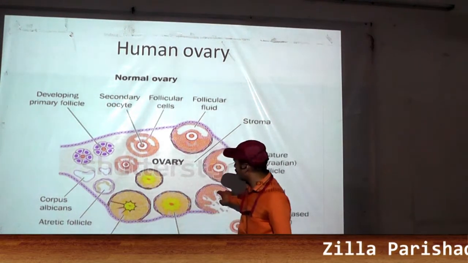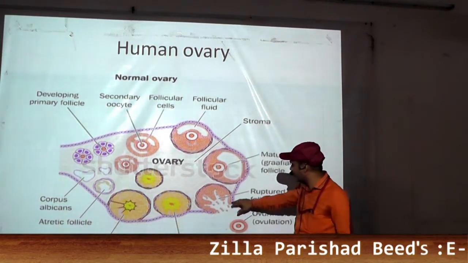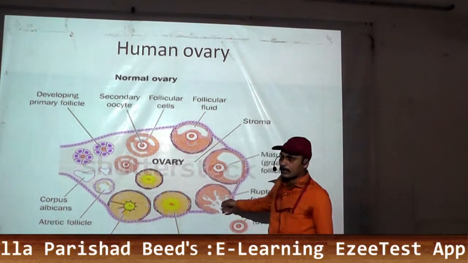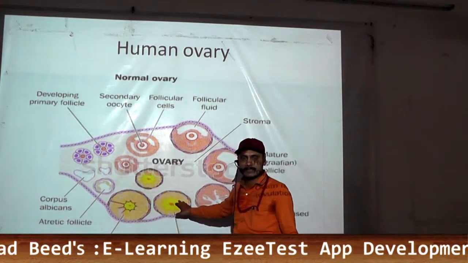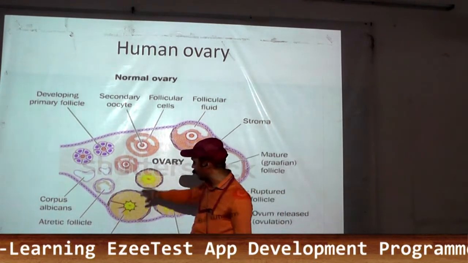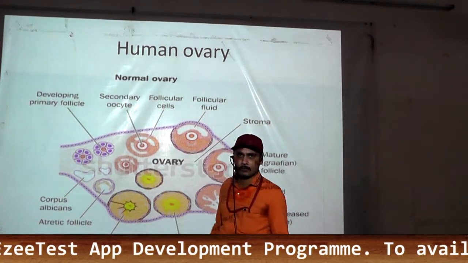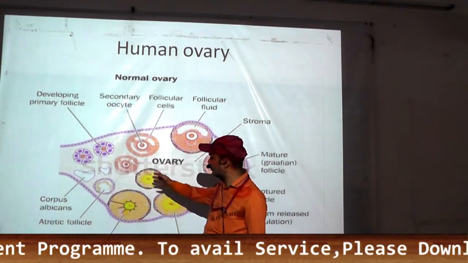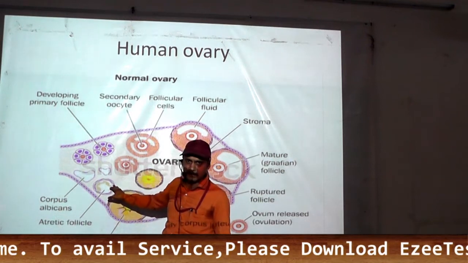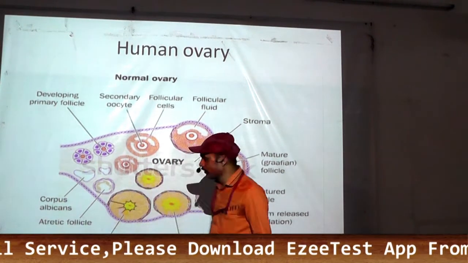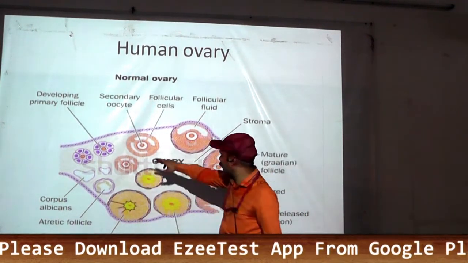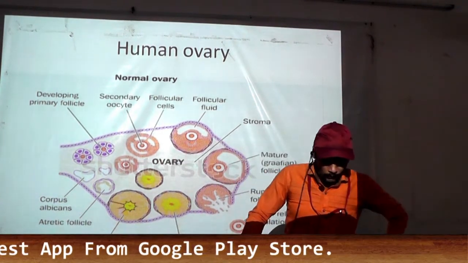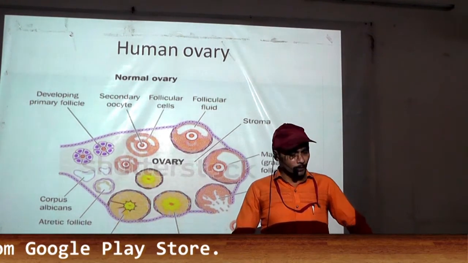After ovulation, after releasing the ovum, the empty Graafian follicle is converted into the corpus luteum. The corpus luteum secretes the hormone progesterone, and if pregnancy does not take place, it gets converted into corpus albicans and then degenerates. So that is the structure of ovary, whatever we have studied in the last period. Now today we are going to understand about the menstrual cycle.